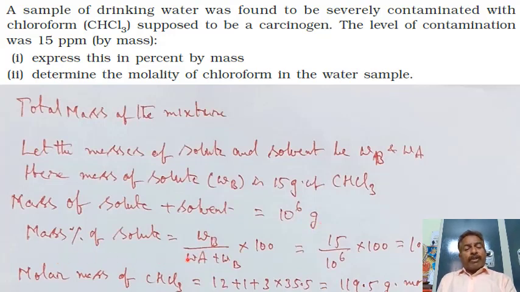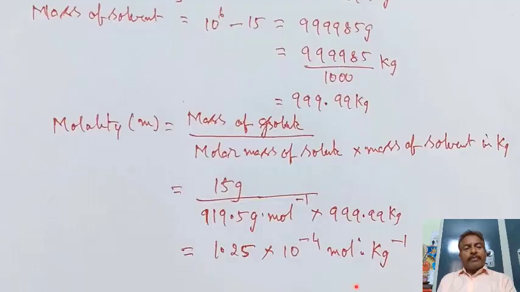Mass percentage of the solute equals mass of the solute by total mass into 100. That is 15 by 10 to the power 6 into 100, that is 1.5 into 10 to the power minus 3. The molar mass of chloroform is 119.5 gram per mole. So the mass of the solvent equals 10 to the power 6 minus 15, equal to 9,99,985 grams. If it is expressed in kilograms, dividing by 1000, the mass of the solvent in kilograms equals 999.985 kilograms.